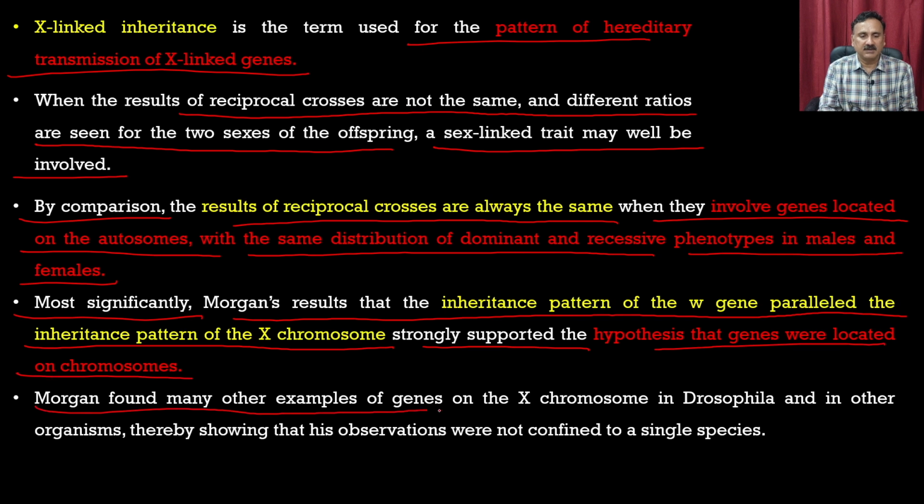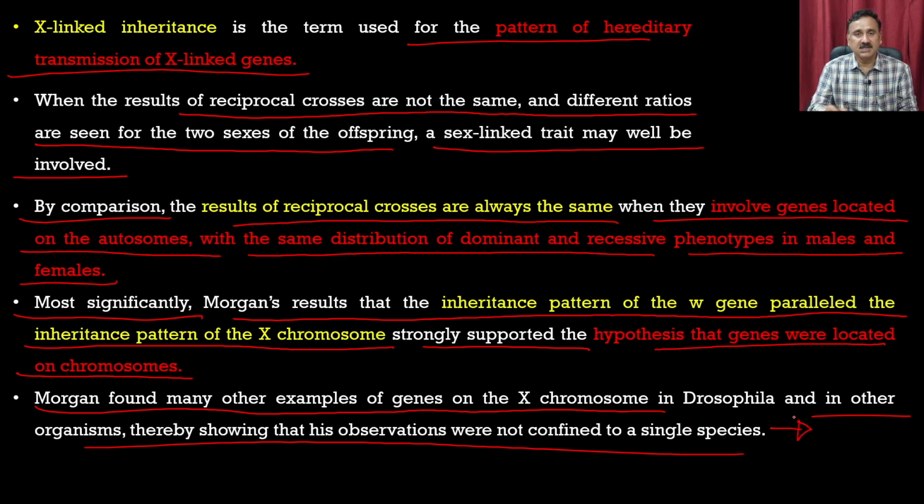Morgan found many other examples of genes on the X chromosome in Drosophila and in other organisms, thereby showing that his observations were not confined to a single species, and it is actually a general phenomenon, right? So the general phenomenon is that if the genes are present on a particular type of sex chromosome, whether it is the X chromosome or the Y chromosome, and we have taken an example only of the X-linked characteristic, it is going to be transmitted as the X is going from one generation to the next generation.